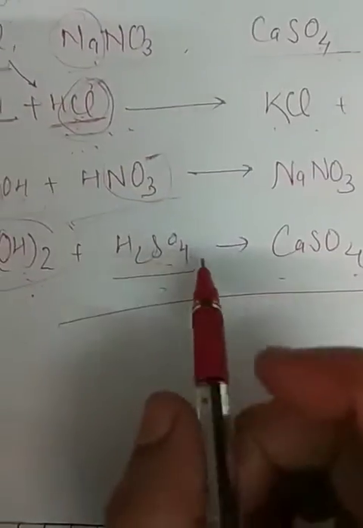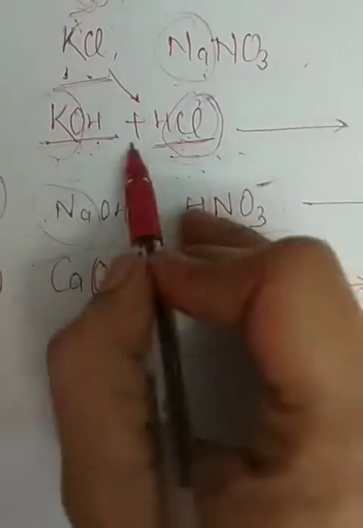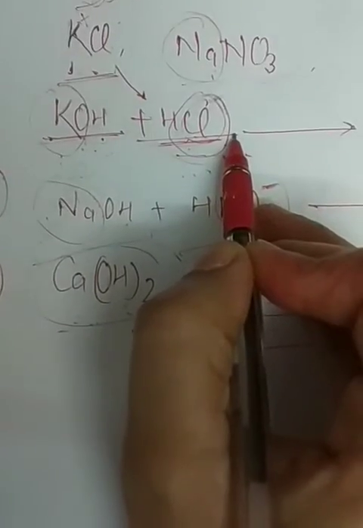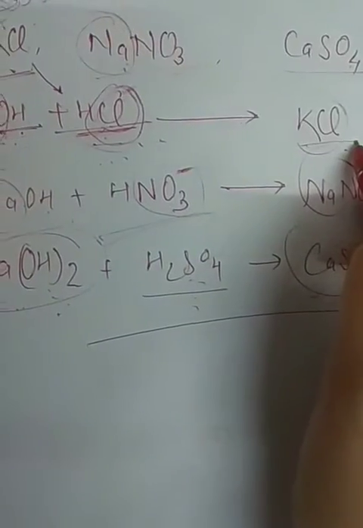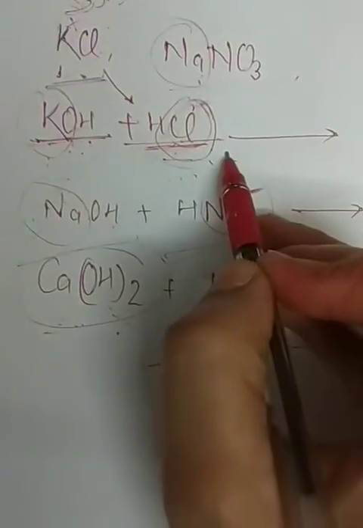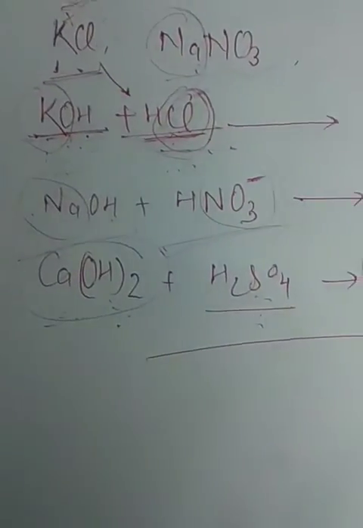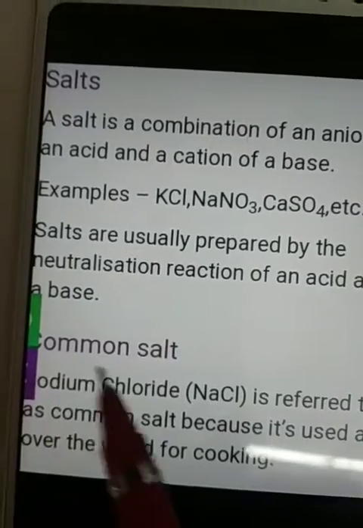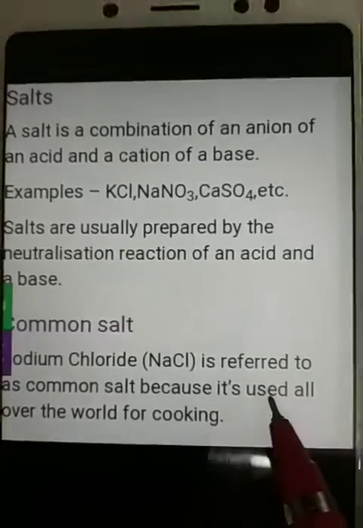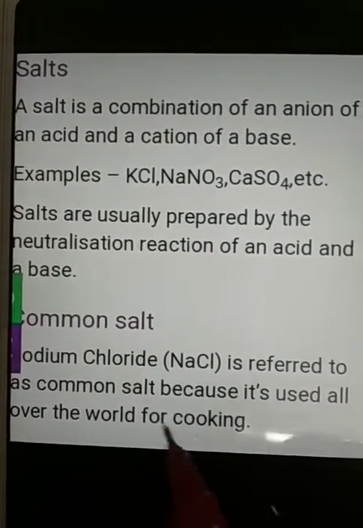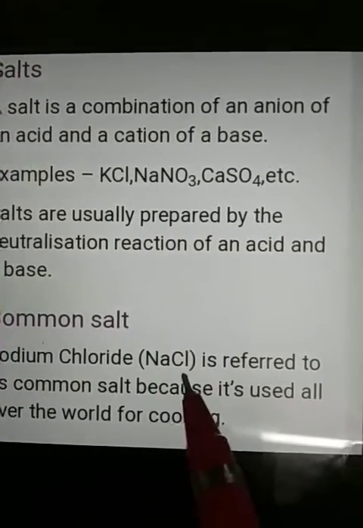Okay, so we can say that a salt is a combination of an anion of an acid and a cation of a base. The most common salt is NaCl, common salt. Sodium chloride is referred to as common salt because it is used all over the world for cooking. The chemical formula of common salt is sodium chloride, NaCl.